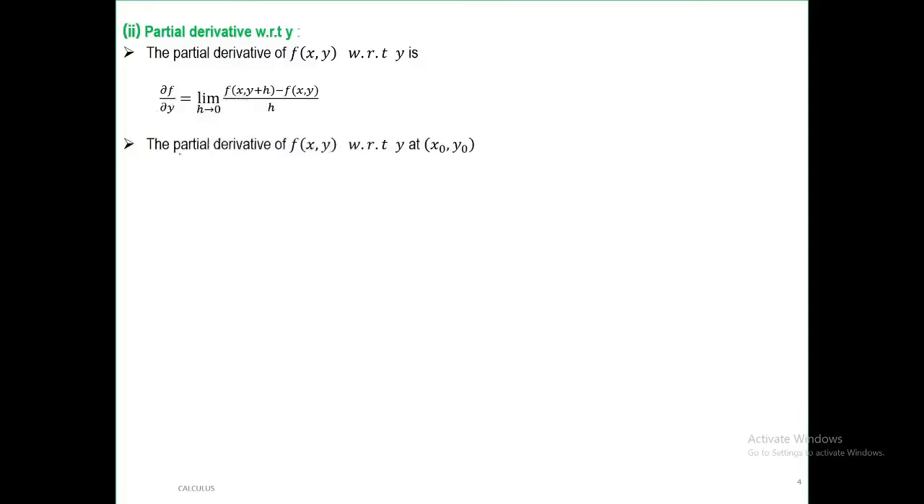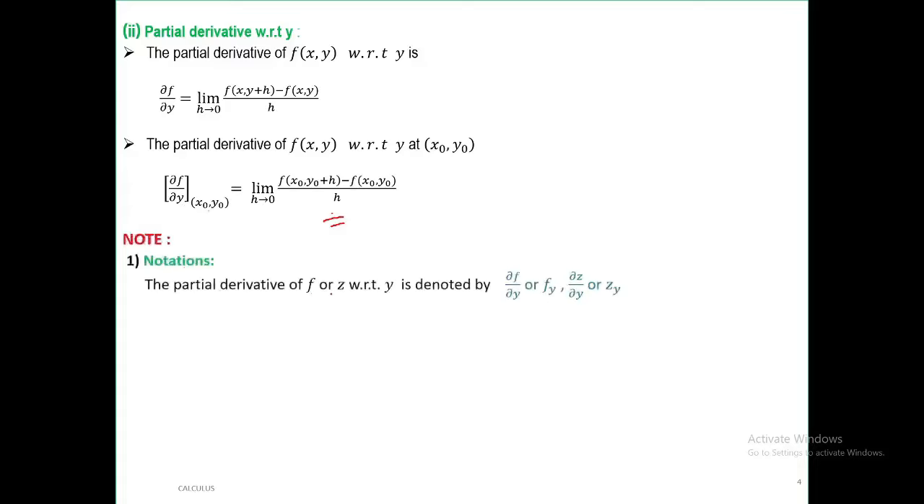Now the partial derivative of the same function with respect to y at some point x naught, y naught. Same thing only, but at x naught, y naught. That means wherever you write x, you write x naught, and wherever y, you write y naught. f of x naught comma y naught plus h minus f of x naught, y naught, divided by h. This will give you the rate of change of f of x comma y in the direction y at the point x naught, y naught.